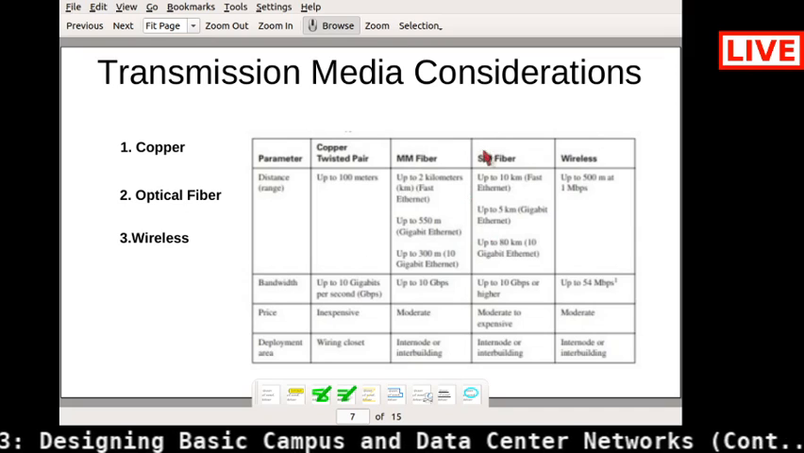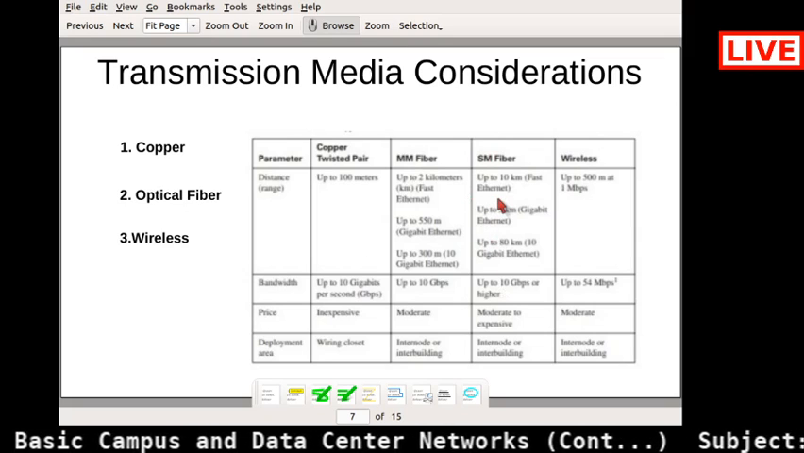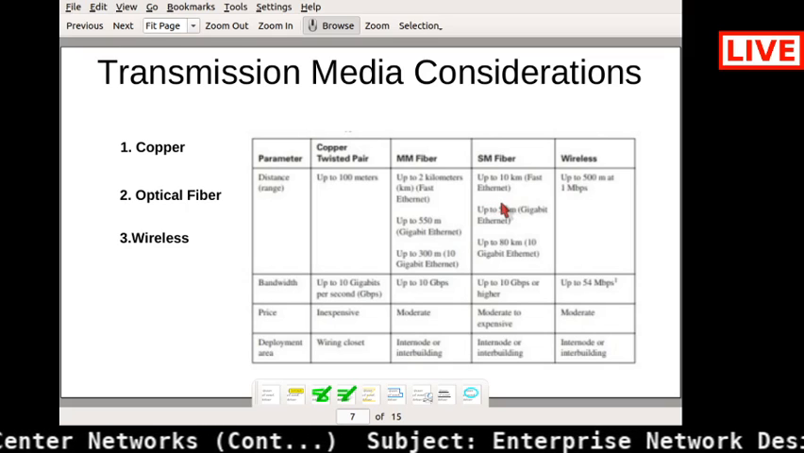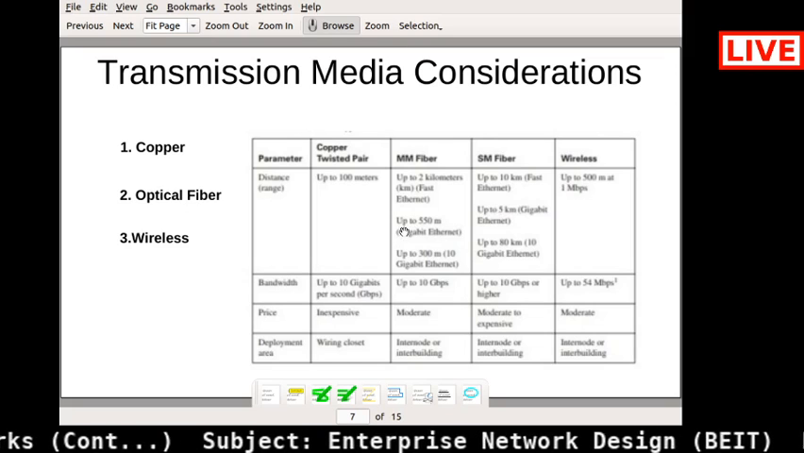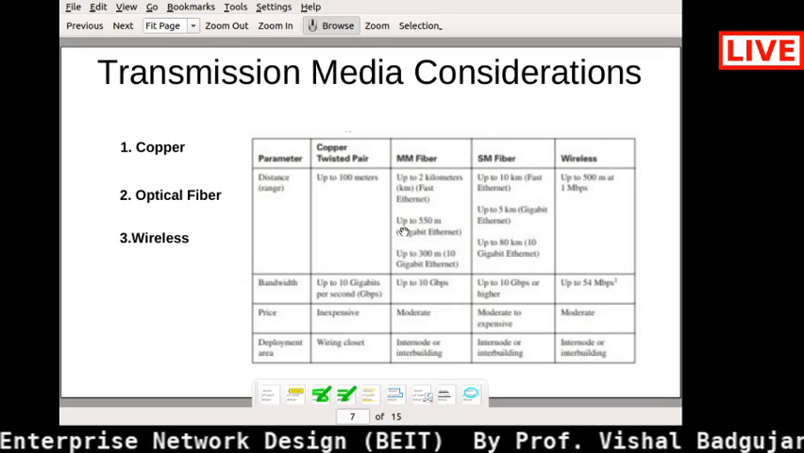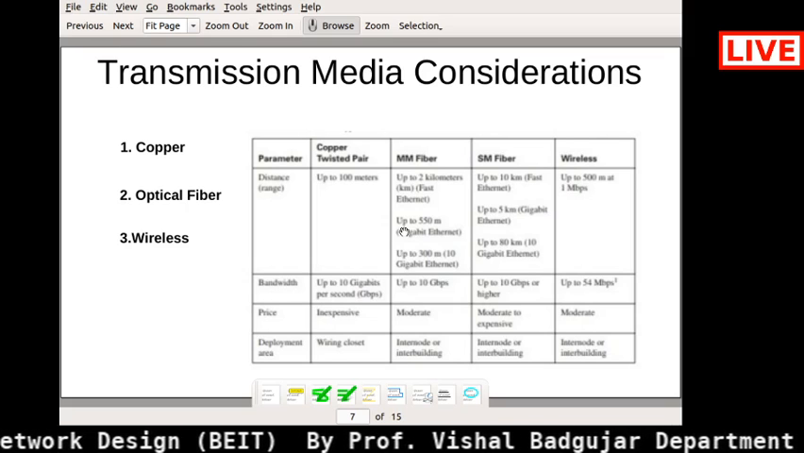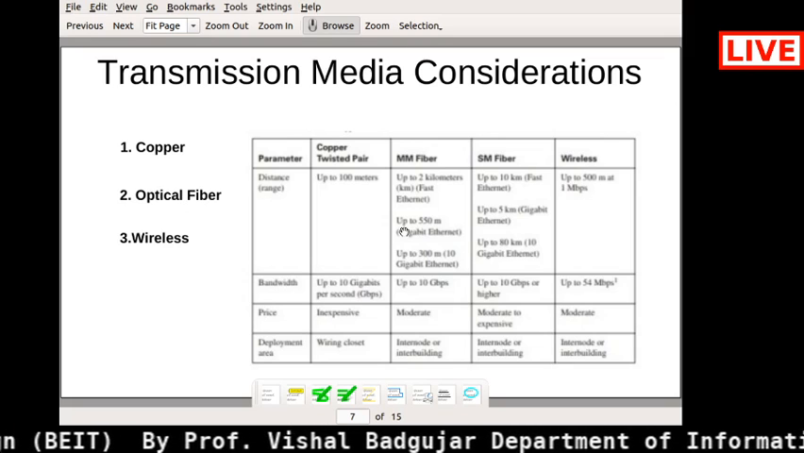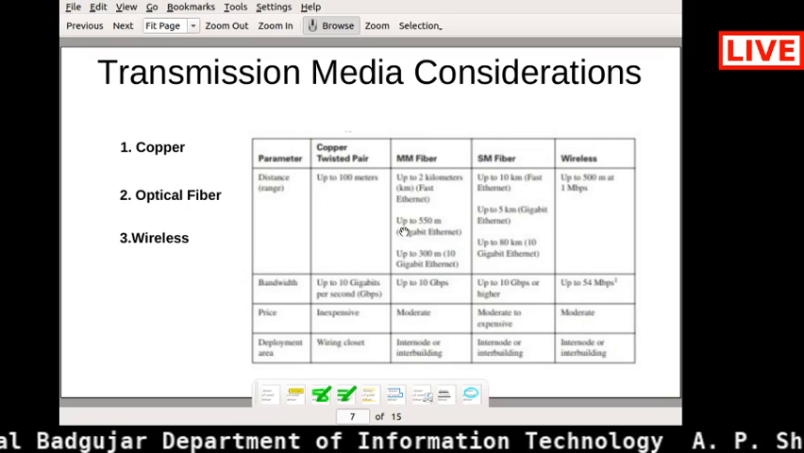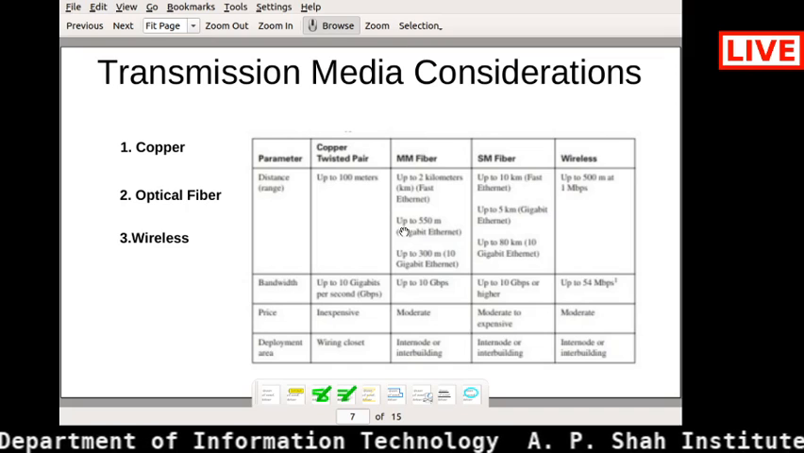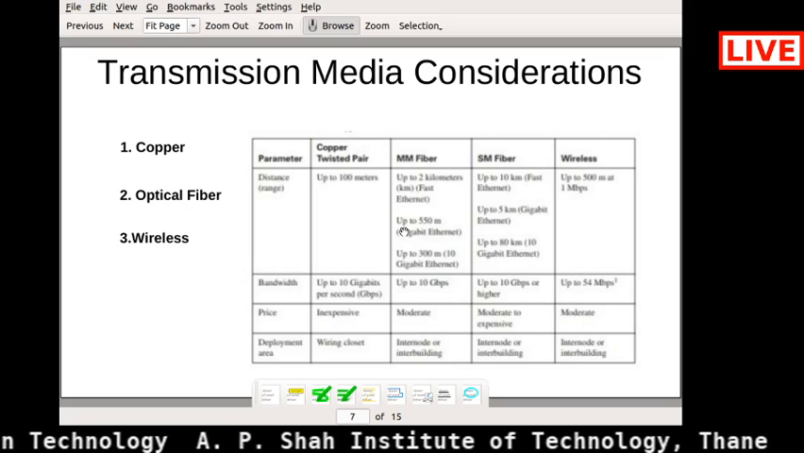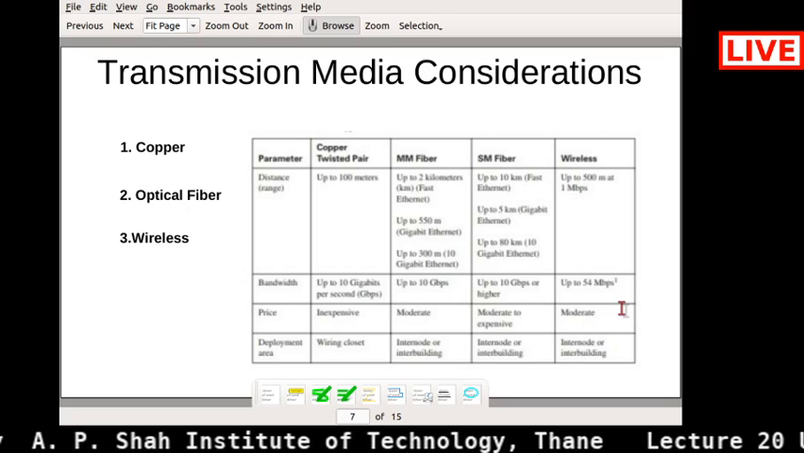And after that, the wireless. Wireless can also be used with the help of access point devices. These access points you have already seen in our college campus also. In each and every wing, each and every floor, there is an access point which we are using for our wireless part. Our college campus is a Wi-Fi enabled campus, so because of that, we are using this wireless transmission media also.